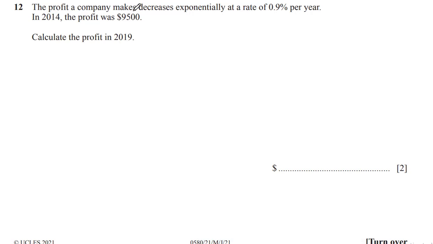The profit a company makes decreases exponentially at a rate of 0.9% per year. In 2014, the profit was 9,500. Calculate the profit in 2019.